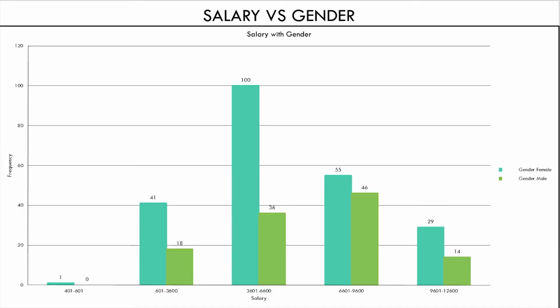To analyze and compare salary between gender, we use a bar chart to display that. From the graph, we can see that most females get salary around 3,601 until 6,600, while most males get salary around 6,601 until 9,600. So from the graph, we can say that females have high salary compared to males.